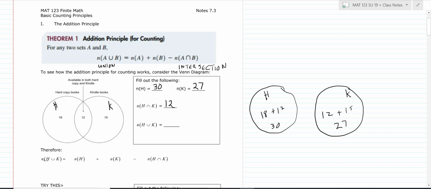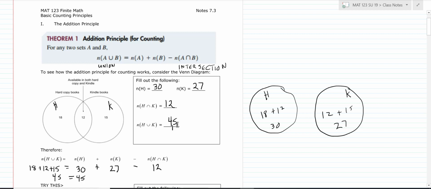All right, so first of all, the union would just be 18 plus 12 plus 15. And then the number in set H is 30, we figured that out. The number in K, the Kindle books, is 27. And then we subtract off the intersection right there. So if you were to work that out, if I do 30 plus 27 minus 12, that should give me 45. And let's see if this is the same. Okay, so if you add 18 and 12 is 30, plus 15 is 45. So it works. Okay, so that's how that formula goes.